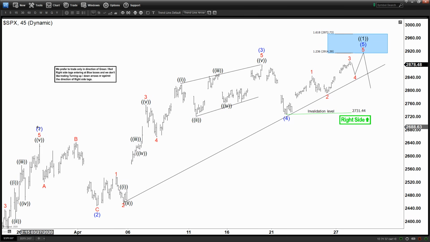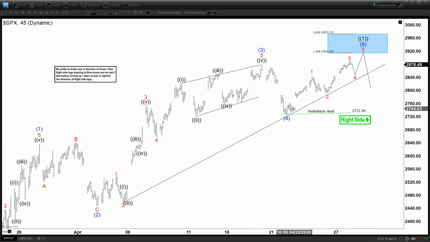We have wave 1, wave 2 in blue, with 3 in blue, which subdivides into another 5 with 1, 2, 3, 4, and then this 5 is a diagonal, and then we got a 4 in blue. We have already broken above this 3 in blue right now, so this 5 swing is kind of confirmed. Right, so the 5 in blue is already confirmed at this point because we have already broken above 3.